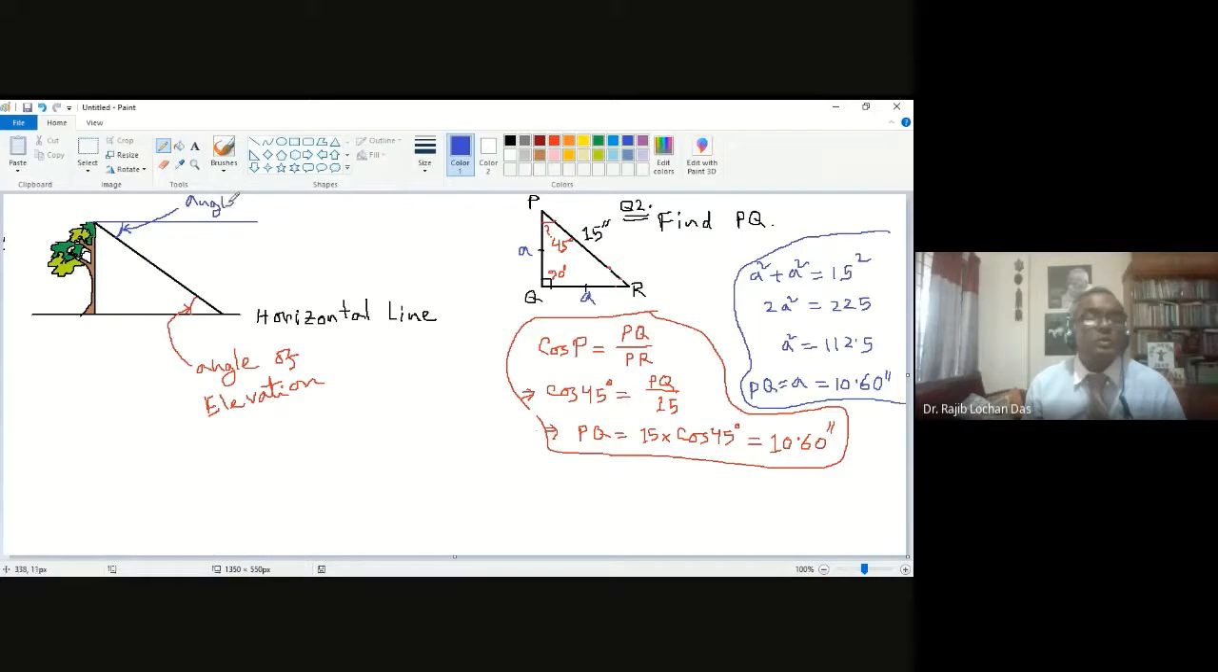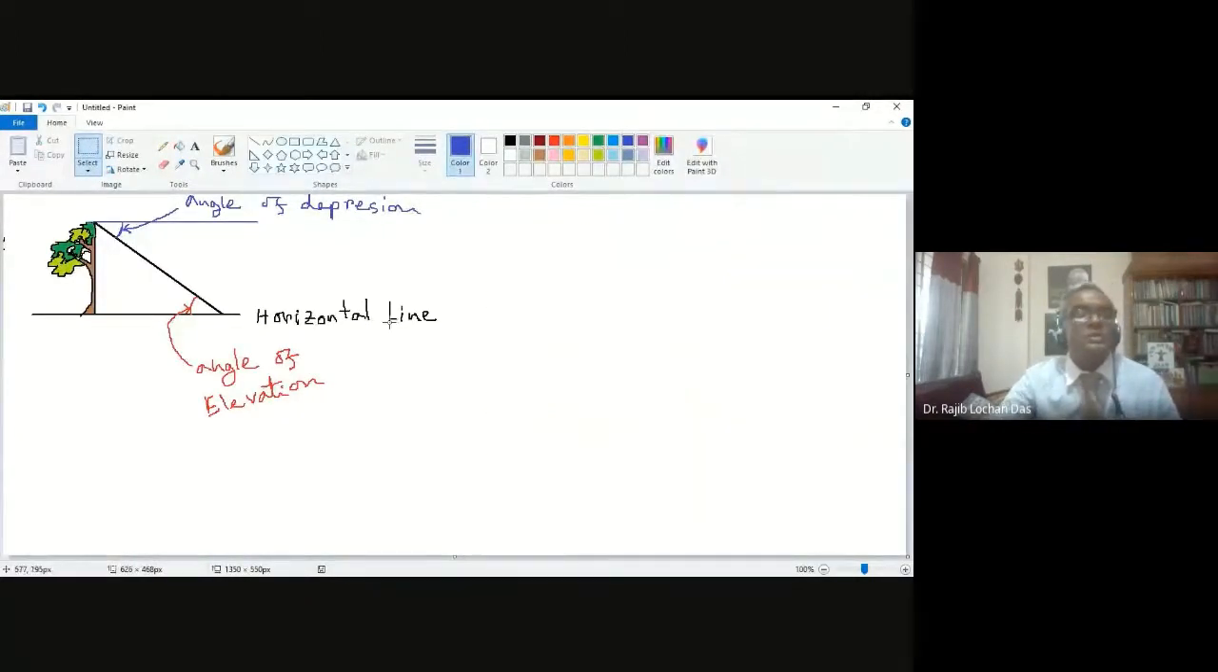So what I told you in the last class, angle of depression and angle of elevation are actually the same thing, because they are equal angles. What is the name of these two angles? The blue angle is the angle of depression, and the red angle is the angle of elevation. They are the same. They are equal. So what is the name of these two angles? Anyone knows the name?